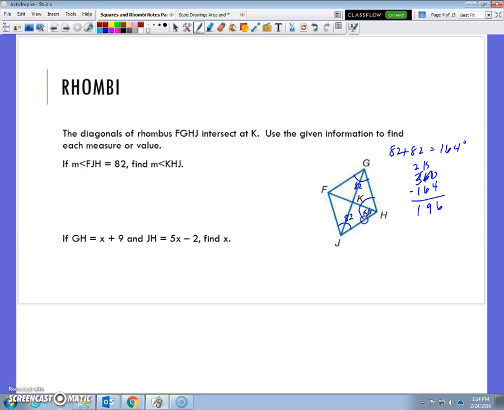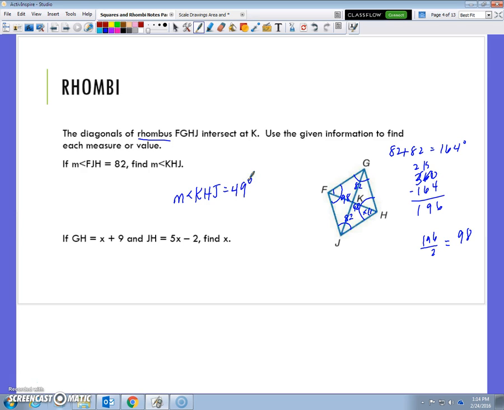Now I know that H and F must add up to 196, but I also know that they're congruent because it's a parallelogram and opposite angles are congruent. So if I divide 196 by 2, that'll tell me how much each one of them is worth, which would be 98. So I know all of angle F is 98 degrees, and all of angle H is 98 degrees. Specifically because this is a rhombus, I know that this diagonal bisects each of these angles at each vertex. So half of 98 would be 49, so therefore the measure of angle KHJ would equal 49 degrees.